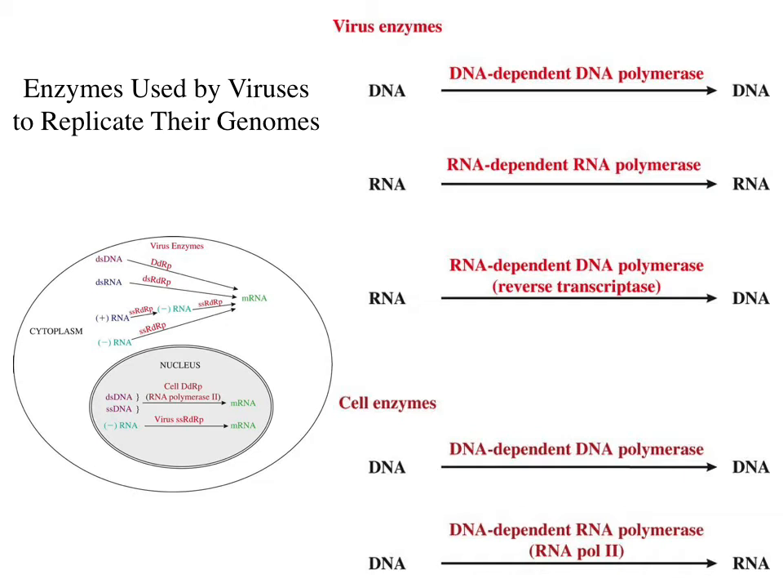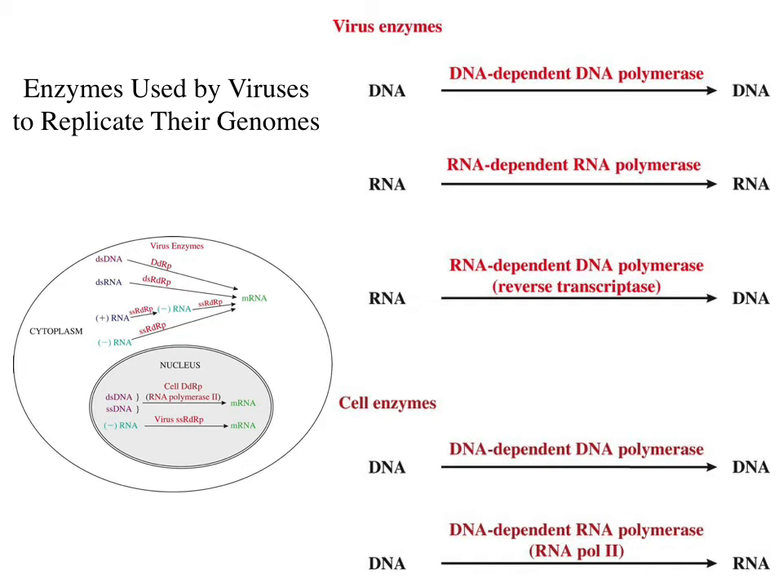So this just shows you the types of enzymes that are there. If you're making DNA from DNA, you use a DNA-dependent DNA polymerase. If you're making RNA from RNA, you use an RNA-dependent RNA polymerase. And if you're going from RNA to DNA, an RNA-dependent DNA polymerase or a reverse transcriptase is what you would need.